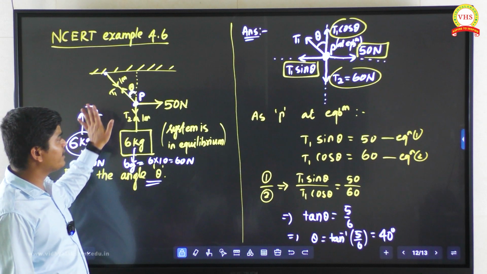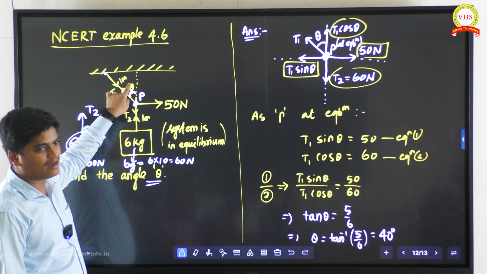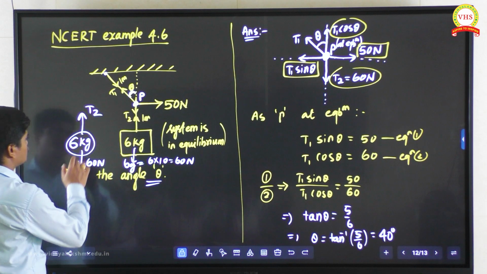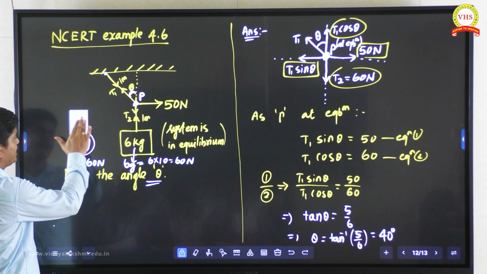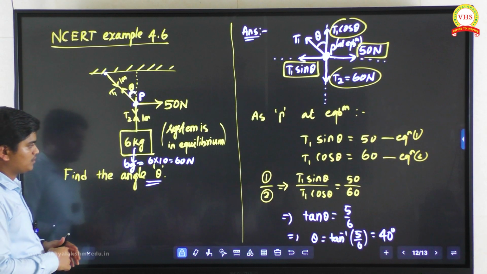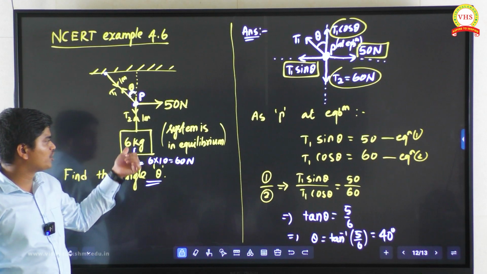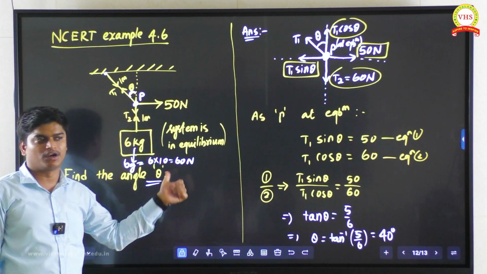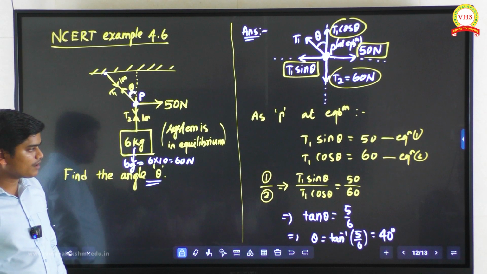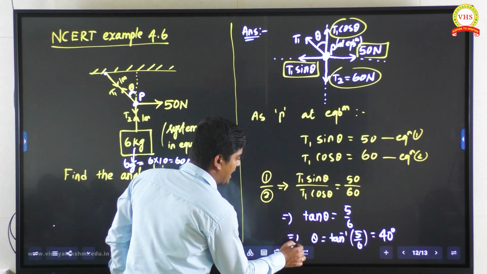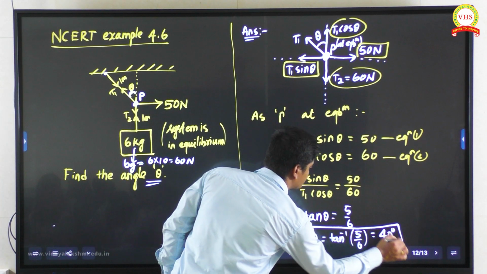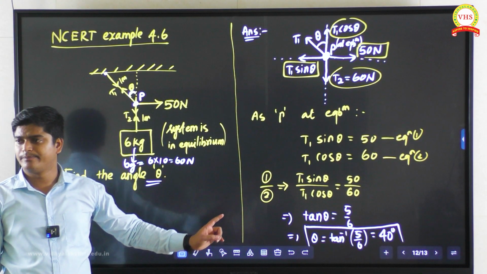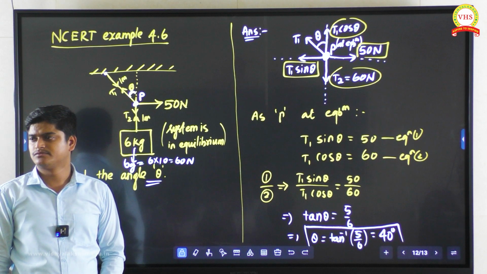So one question is given. In this question you find the angle theta for which the system is in equilibrium. The whole system is in equilibrium. How T2 becomes 60 Newton, I have explained here. This object is in equilibrium, so T2, the upward force, equals the downward force, so T2 equals 60. And this is the angle made by T1 with the vertical direction, theta. Please note it down. No doubt here? No doubt?